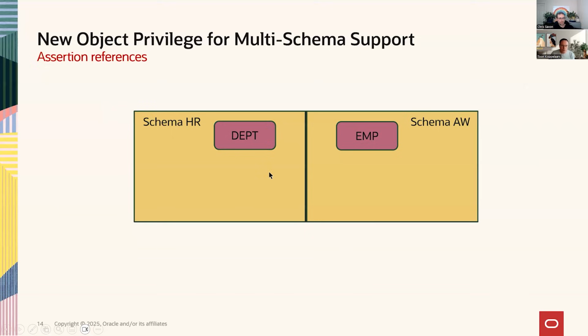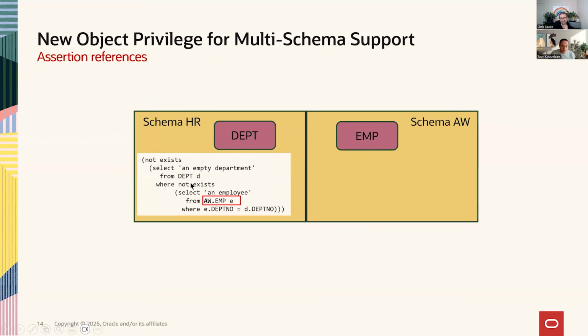Let's assume we're going to create an assertion that's going to mandate that departments cannot be empty. But dept lives in a different schema than emp. So dept lives in the HR schema and emp lives in the AW schema. Now, if I want to create that assertion, I have to choose one of the two. I either have to create it here or create it here. Where do you create it? It's up to you. The enforcement will be exactly the same.